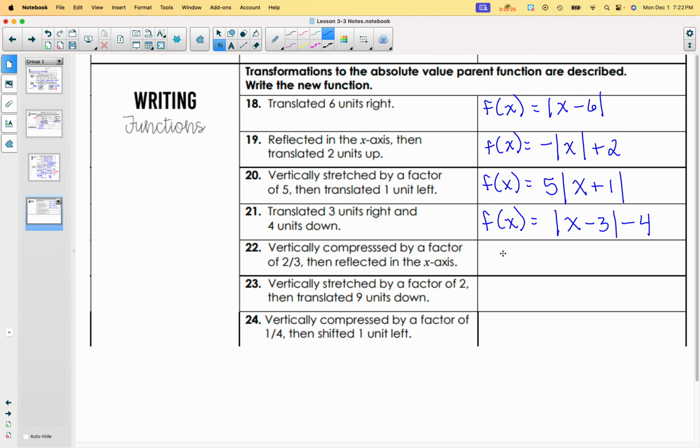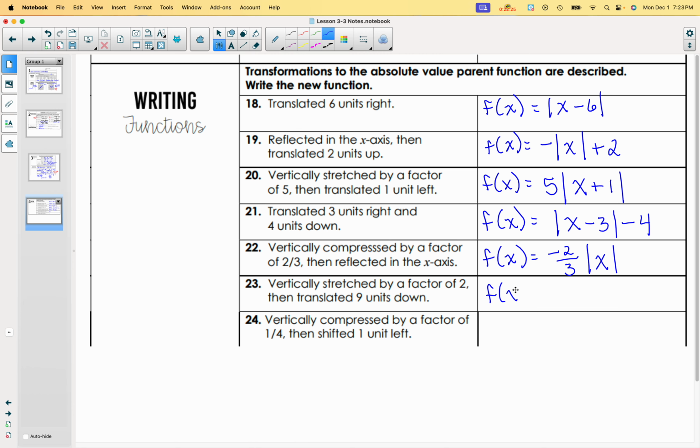22, vertically compressed by a factor of 2/3. So if it's compressed by a factor of 2/3, and I'm reflecting across the x-axis, I'm going to have a -2/3 times the absolute value of x. So I have my factor of 2/3, but I'm going to make that a negative since I'm also reflecting it across the x-axis.